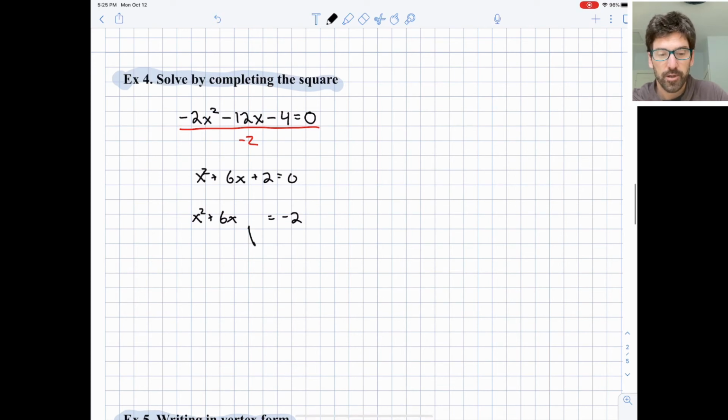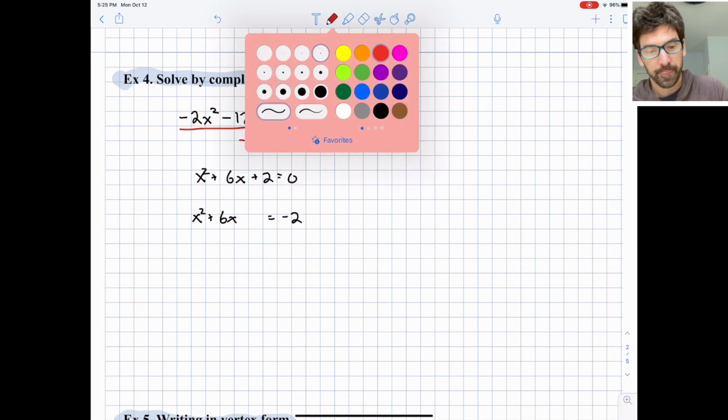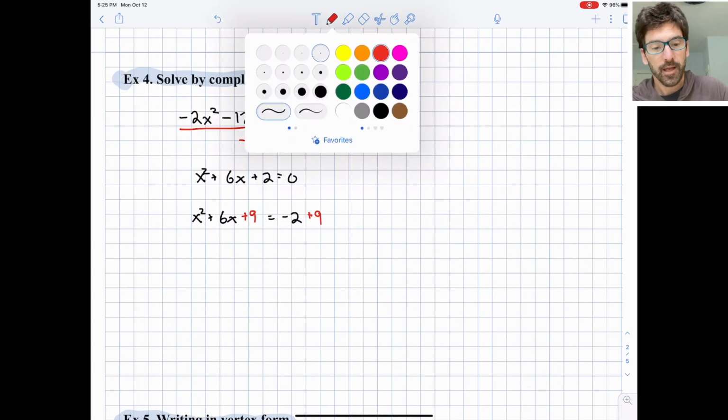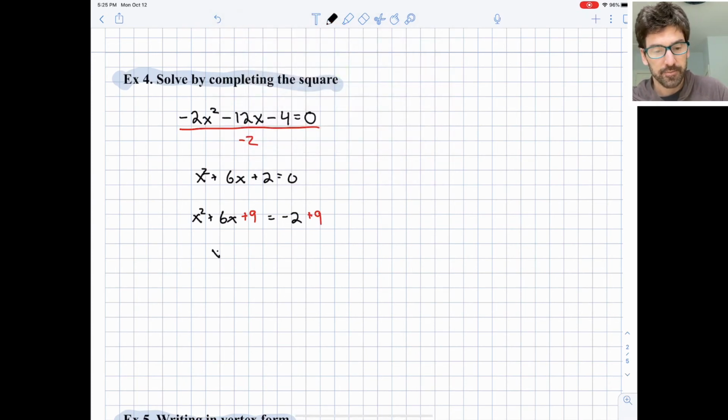And then what do we wish that value was to make the left side a perfect square? We're going to look at the 6x, chop the 6 in half to get a 3, and square it to get a 9. So we are going to add 9 to both sides. We have to keep our equation balanced after all. Okay? And then we can write the left side as a nice perfect square, and we can simplify the right side.